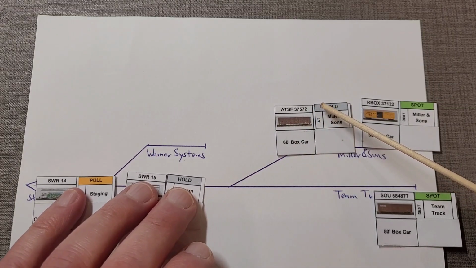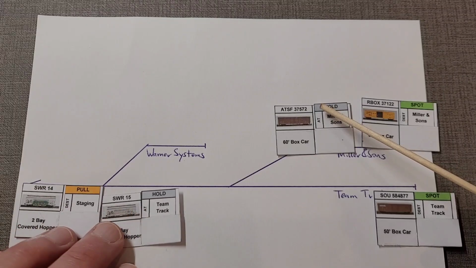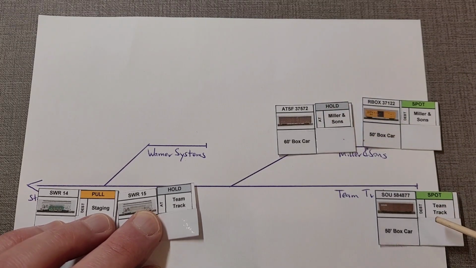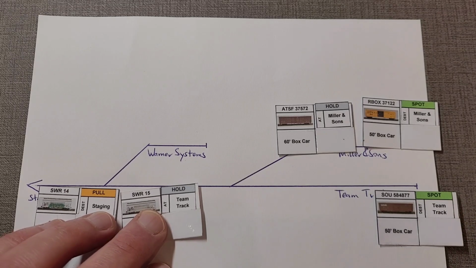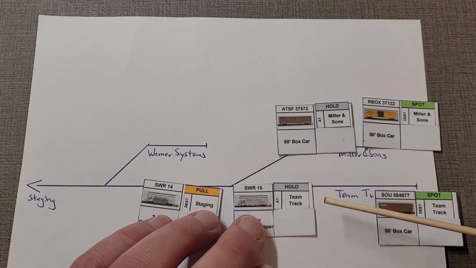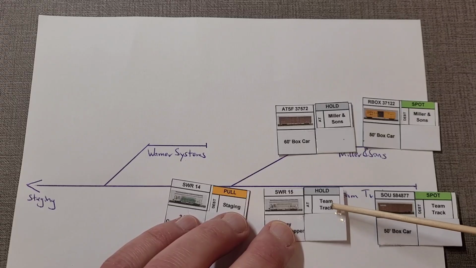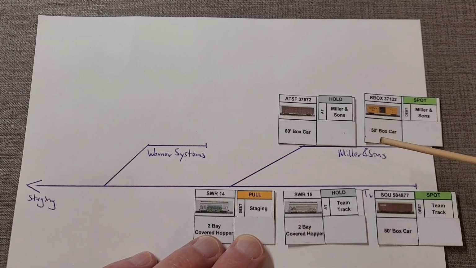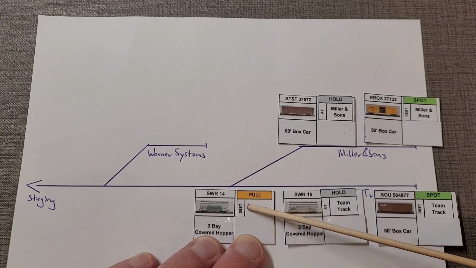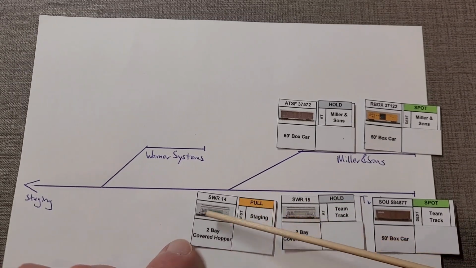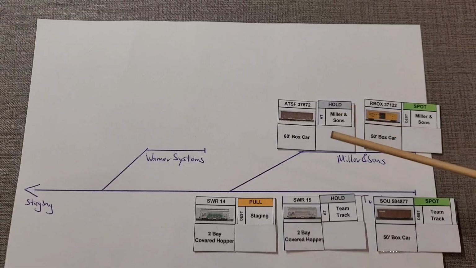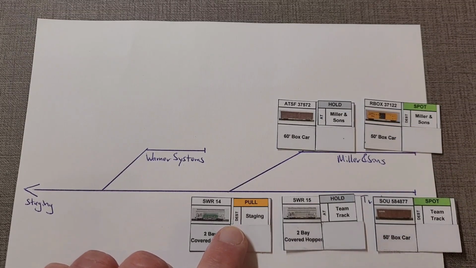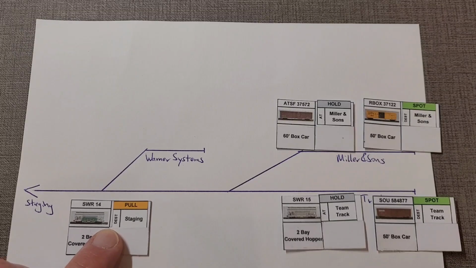Then we're almost good to go, because we have the two-way covered hoppers. This is already where it needs to go. And SWR 15 is supposed to stay at the team track, so we bring it back. And then we're good to go, because the one and only car that we have to pull is already here, directly behind the engine. And yeah, then we're good to go. Back to staging.